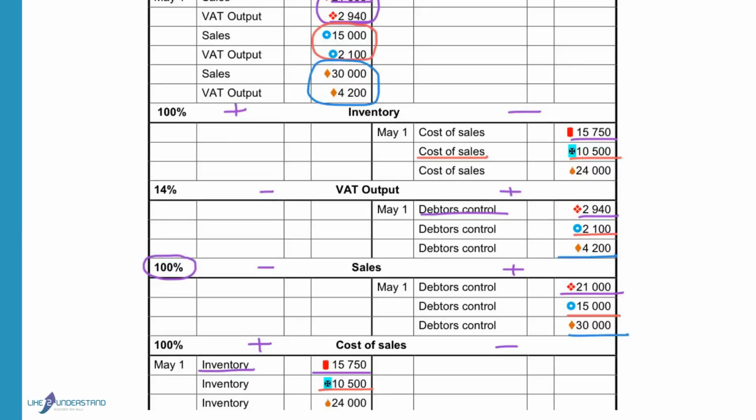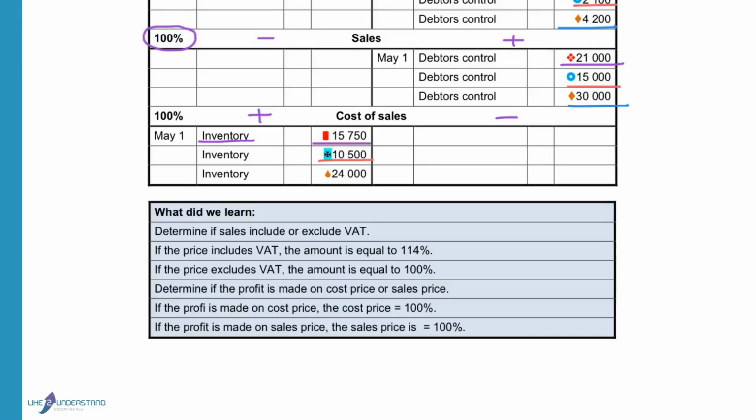Inventory is decreased on the credit side with the goods that were sold. So when you buy inventory, you increase inventory on the debit side with cost price, and if you sell it, you credit the inventory account with the cost price on the credit side. The cost of sales account will be debited with 24,000 to increase the cost of sales expense.